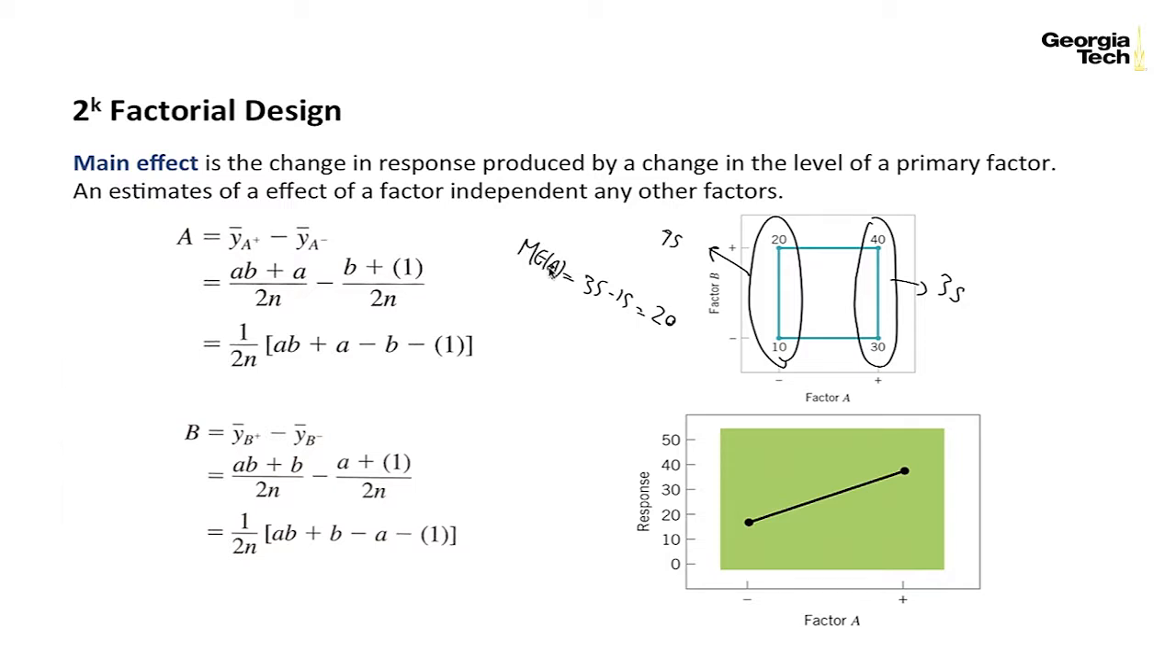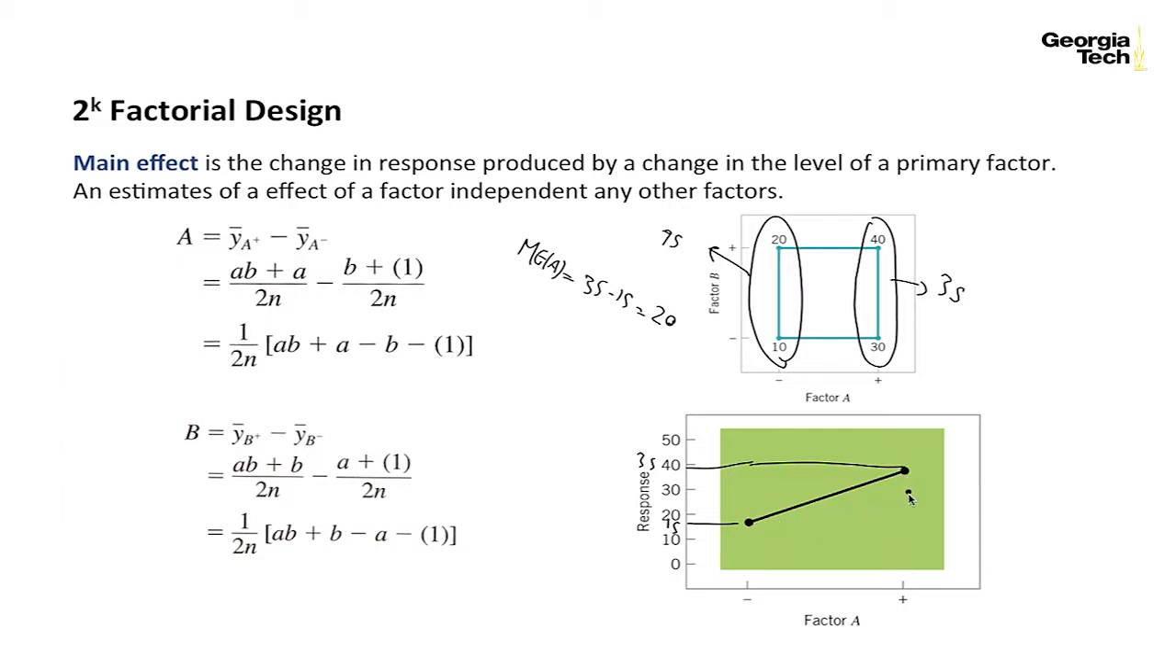I can show this on a plot where the x-axis is the factor. I have 2 levels, negative and positive, and the y-axis is the average response. And as you can see, the average response when A is at low level is around 15, and when it's at high level it is 35.